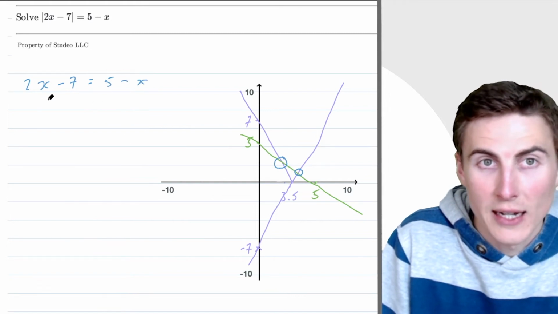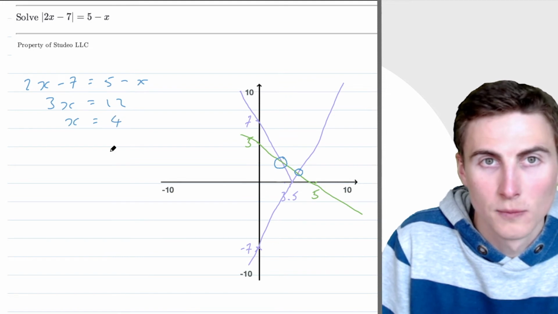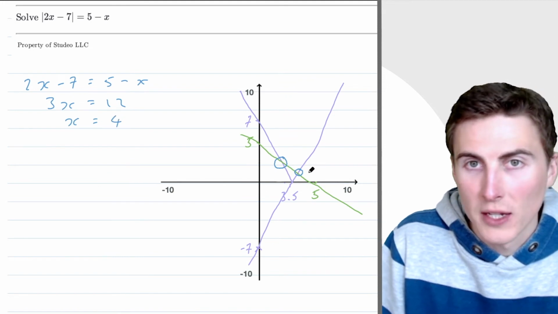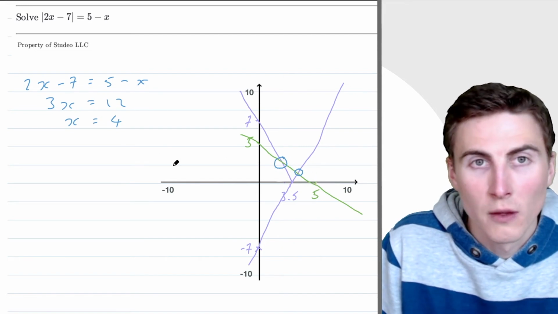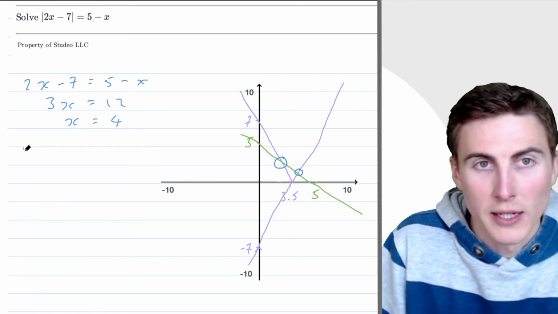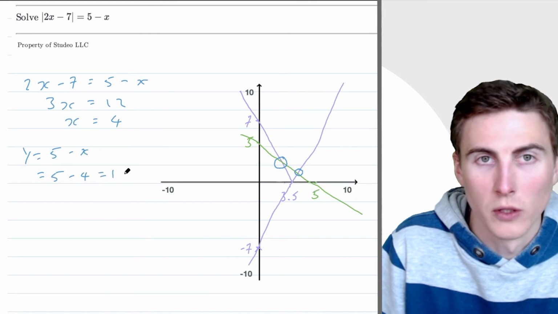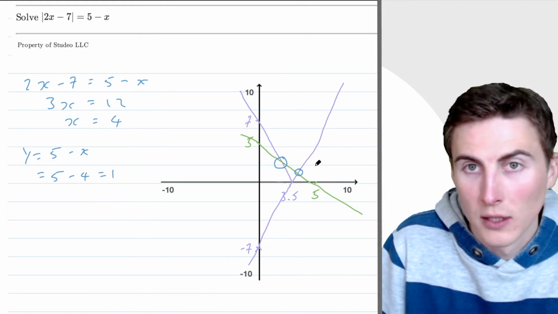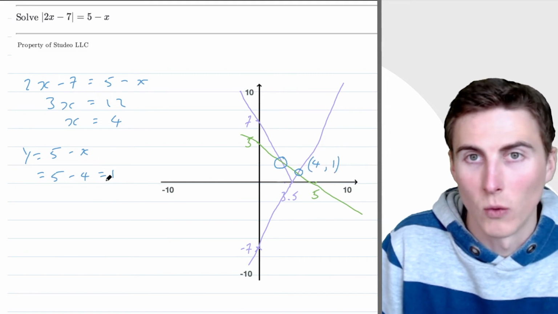Then we can rearrange, add x to both sides to get 3x, add 7 to both sides to get 12, then we get x equals 4. So that is x equals 4, which looks about right because we know it's between 3.5 and 4. Then we can plug that value of 4 into either of these. If we plug it into the y equals 5 minus x equation, that would be 5 minus 4, which equals 1. So this coordinate here is 4, 1, because that's our x and our y.